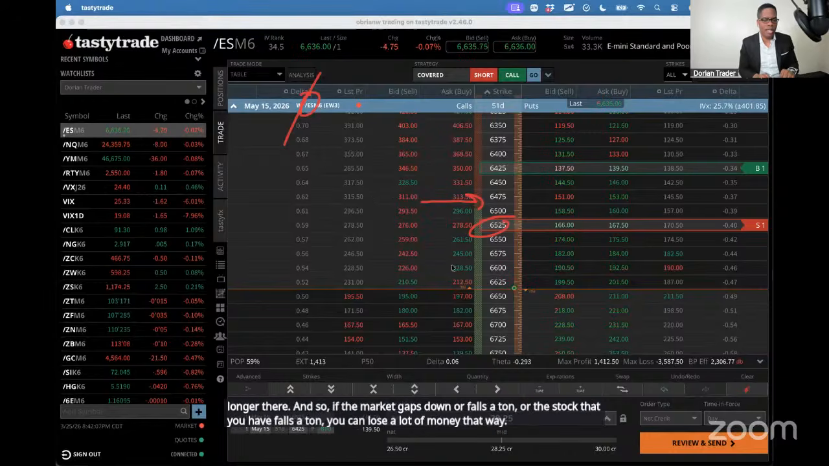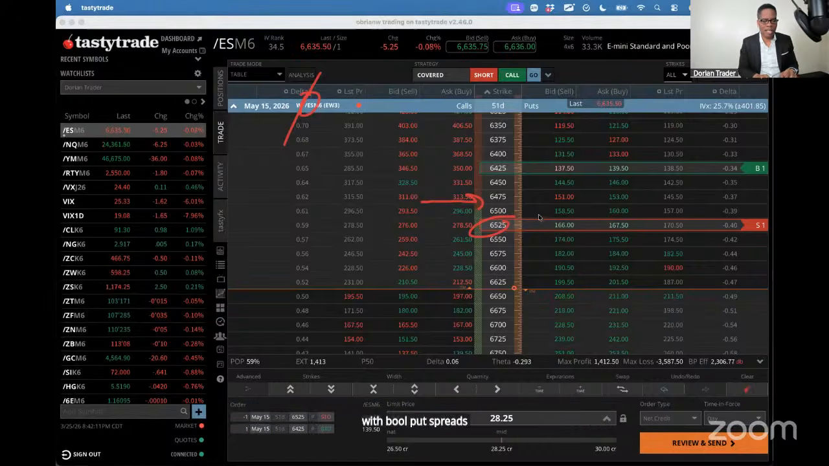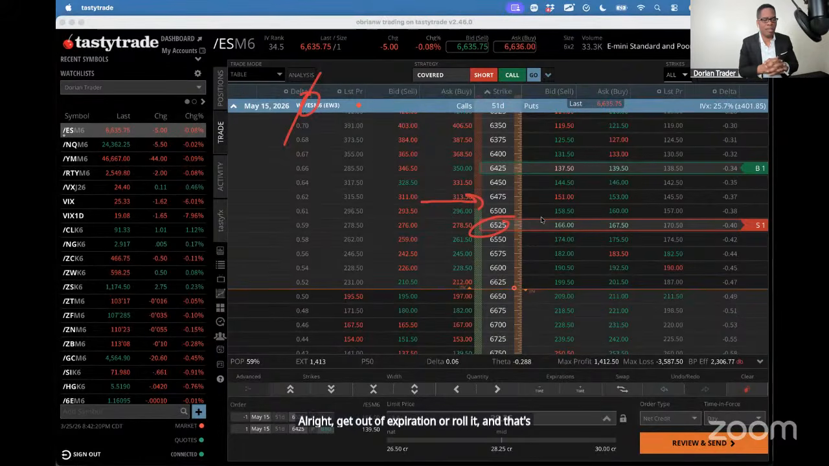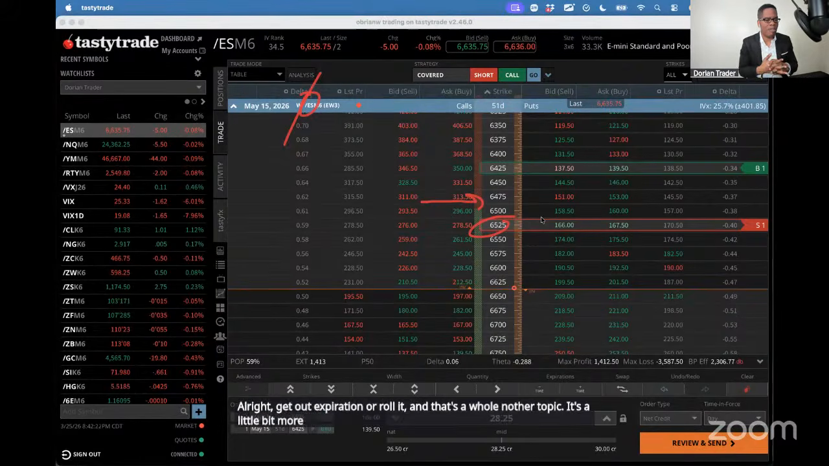So always with bull put spreads, or just put spreads, regardless, just get out before expiration. Get out before expiration or roll it, and that's a whole other topic. It's a little bit more advanced. You do not have to have any additional risk if you just take your profits or roll the trade before expiration.